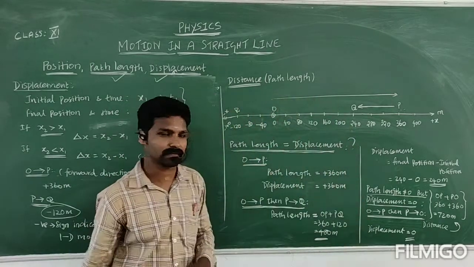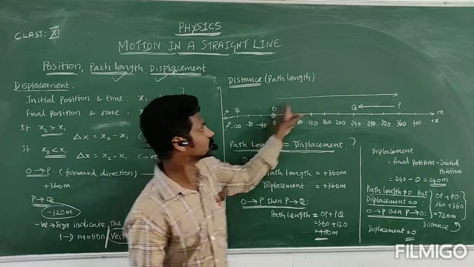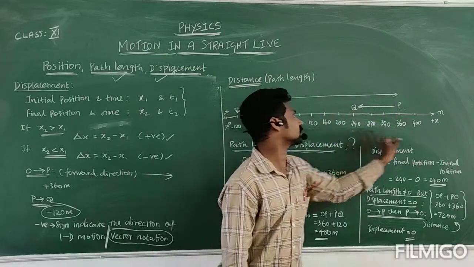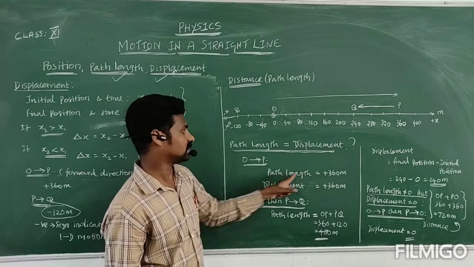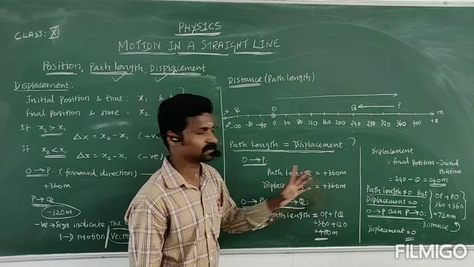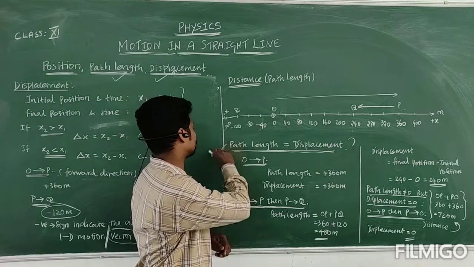When? See that from O to B, the car moving from O to P. So here the distance is 360 meter and the displacement is also 360 meter. So path length is 360 and the displacement is also 360. Okay, right. So this is one idea.